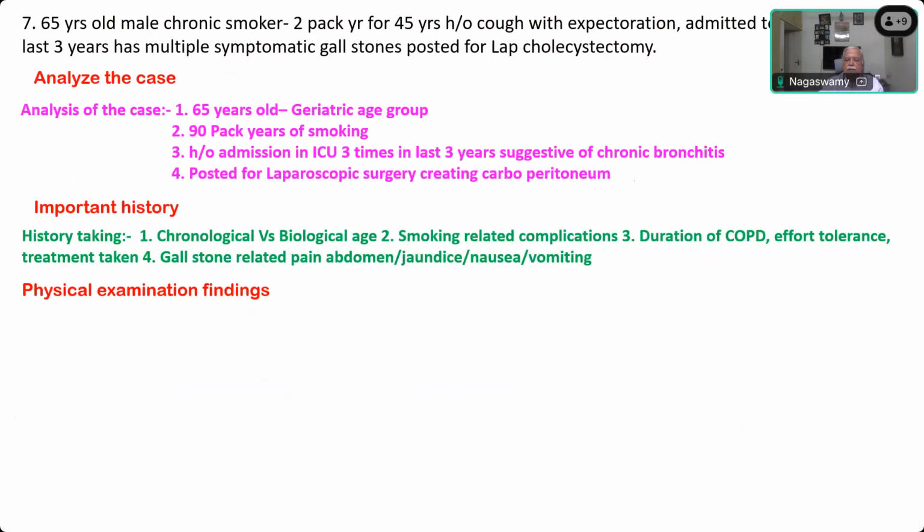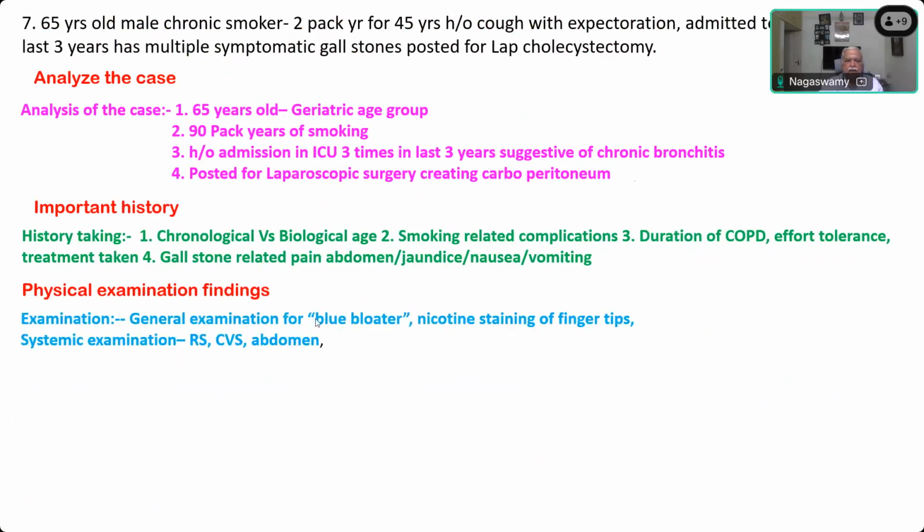Blue bloaters and pink puffers. That is the description, isn't it? The chronic bronchitis patient is a blue bloater: obese, bluish patient. They are chronic bronchitis patients. Thin, puffing patients are emphysematous patients.